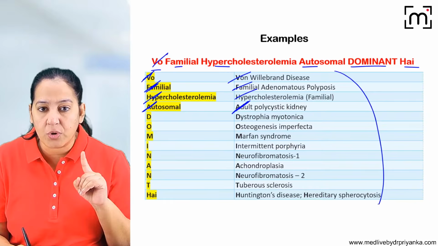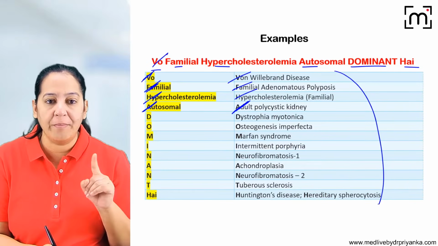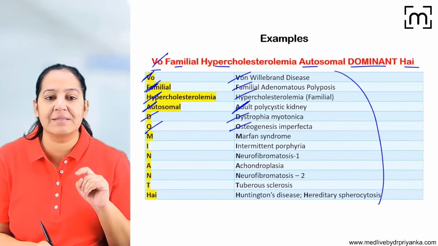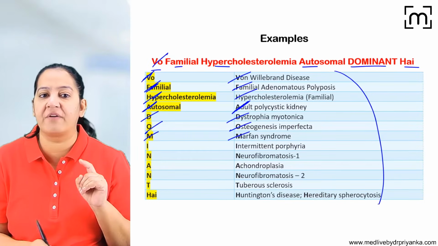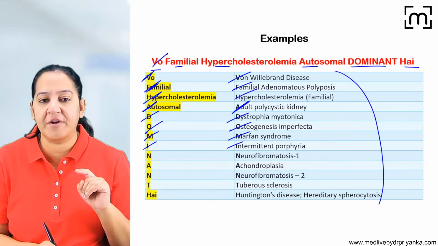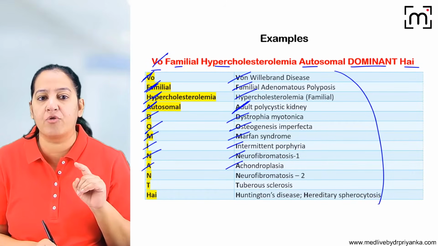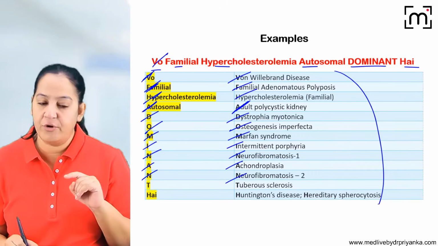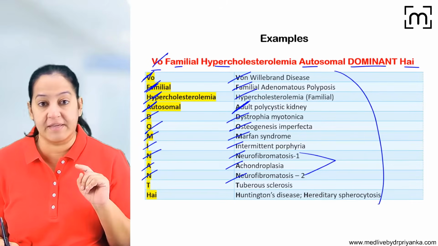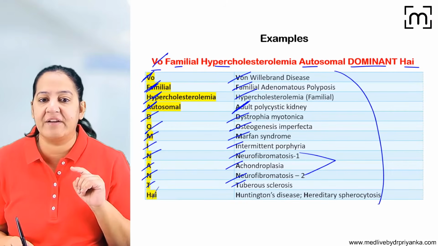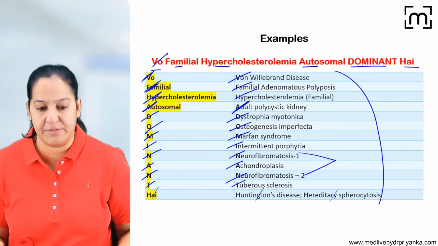A stands for adult polycystic kidney disease. D stands for dystrophic myotonica. O stands for osteogenesis imperfecta. M stands for Marfan syndrome. I stands for intermittent porphyria. N stands for neurofibromatosis 1. A stands for achondroplasia. One more N stands for neurofibromatosis 2. So both the neurofibromatosis are there, 1 as well as 2. T stands for tuberous sclerosis, and H stands for 2 things, Huntington's disease and hereditary spherocytosis.